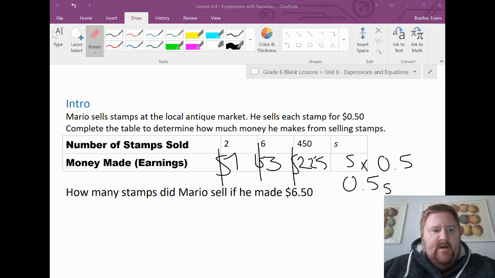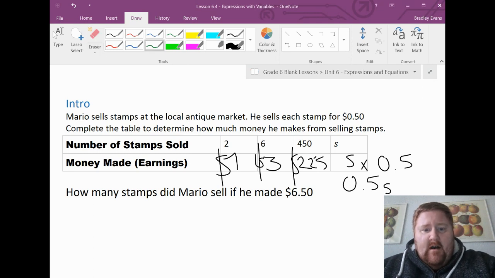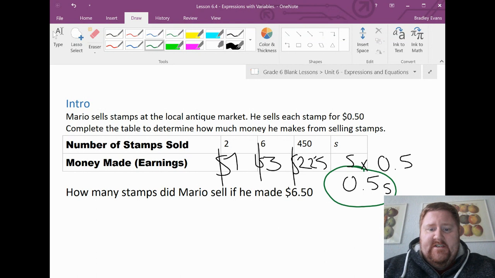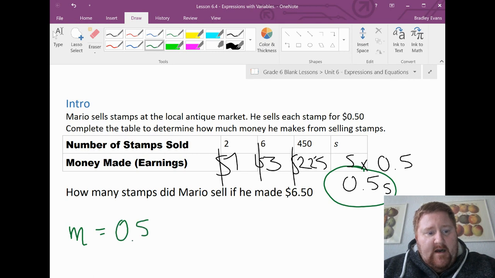So the next question says, how many stamps did Mario sell if he made $6.50? All right, so I'm getting a little bit more information here. So I'm going to go ahead and make this an equation. This right here was our expression, 0.5 S. The money made is 0.5 S. I can turn that into an equation by saying the money made is going to be M, and it's going to be equal to 0.5 times S, which we remember is the stamps.